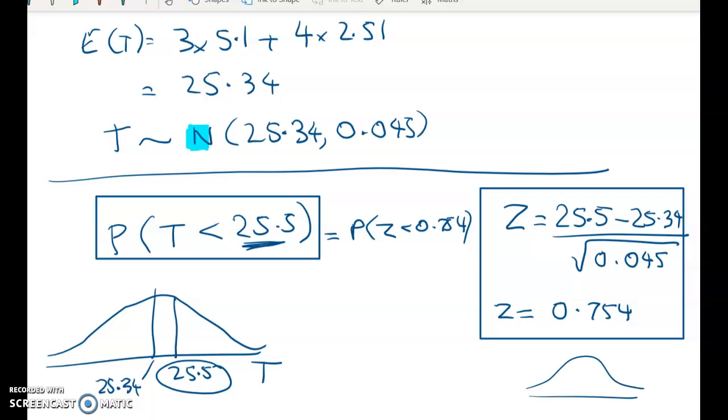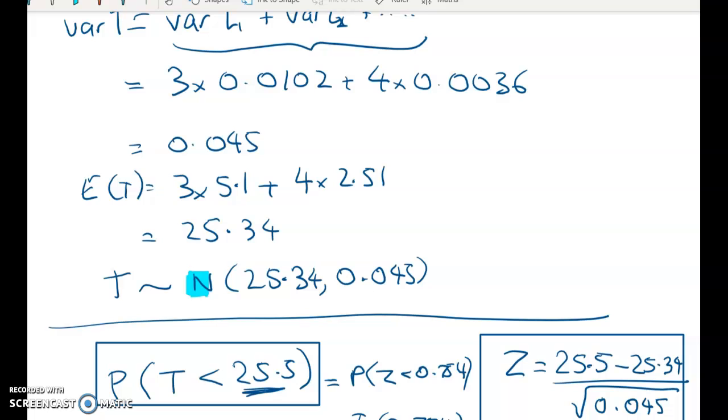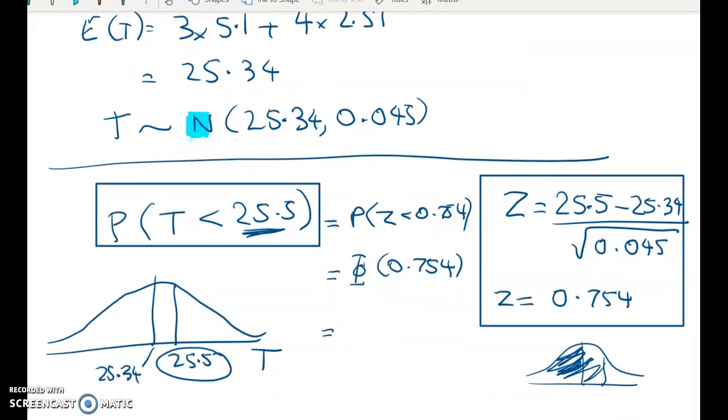So if we just draw that Z picture, this is the area we're looking for. It's in exactly the right format for my table, so it's going to be phi of 0.754. Now we go into our normal table, which is in your table sheet. Looking that up in my normal tables, I should get straight away a value of 0.75. And I want to give that answer to 3 significant figures. Okay, so that's the first one done.